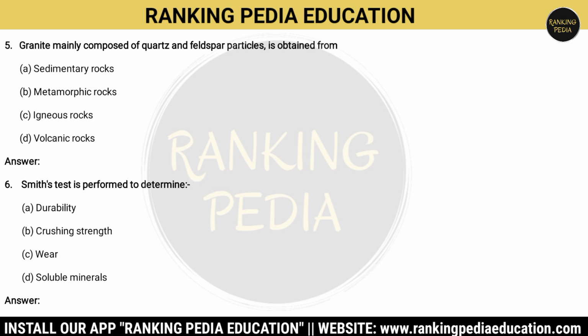Next question, granite mainly composed of quartz and feldspar particles is obtained from, your options are sedimentary rocks, metamorphic rocks, igneous rocks or volcanic rocks. So granite mainly composed of quartz and feldspar particles is obtained from, you have to tell it is obtained from which one of the following rocks. So which one is this?